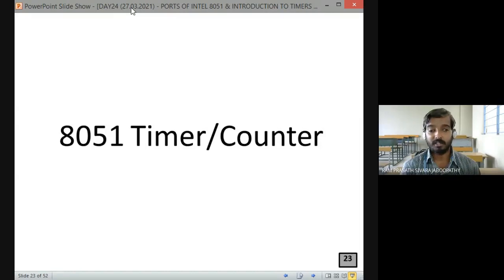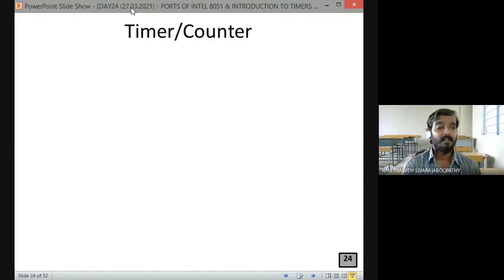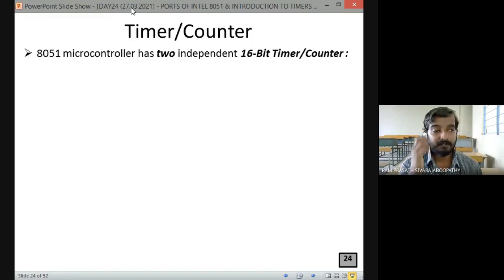Operation wise both are same. ரெண்டுமே ஒரே மாதிரி தான் ஒர்க் ஆகும். But there is going to be a small difference. Then fine. First we will get. So 8051 microcontroller has two independent. That's very, very important. Okay, two timer or counter independent. What it mean? What is mean by independent?